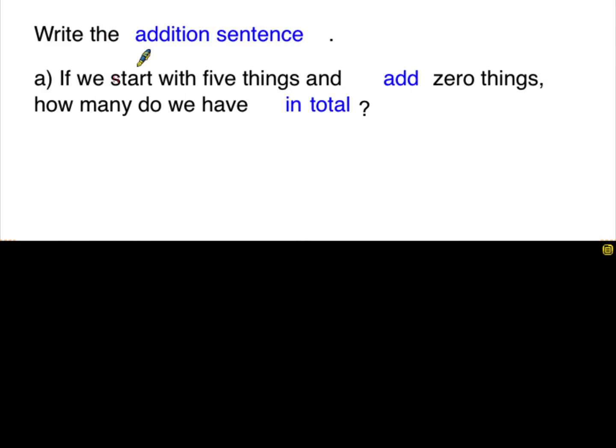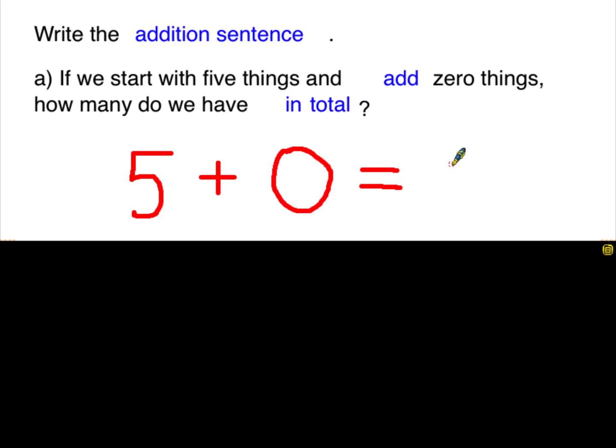So let's see if you can write the addition sentence. If we start with 5 things, so what number should you write? 5. And add 0 things. How many things do we have in total? All together equals is the same as. Well, we know how much 0 is, right? It's nothing. 5 and nothing is still, I hope you said 5.